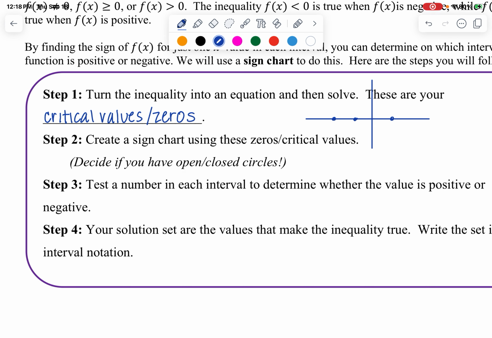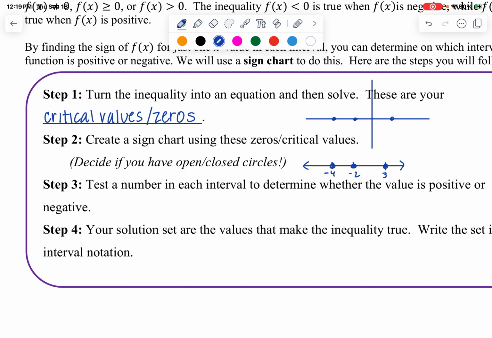Okay. So next we're going to create a sign chart with those values on it. A sign chart we've done before. On a number line, you're going to put those 3 values. You're going to decide if you're including those values or not. If it's greater than 0 or less than 0, we're not including those values because I don't want to know where it's equal to 0. If it's greater than or equal to or less than or equal to, we want to know where it's equal to 0 also, so those 3 values would be included in your solution. We'll also know where these numbers are. So let's say that this is -4, -2, and 3, okay?